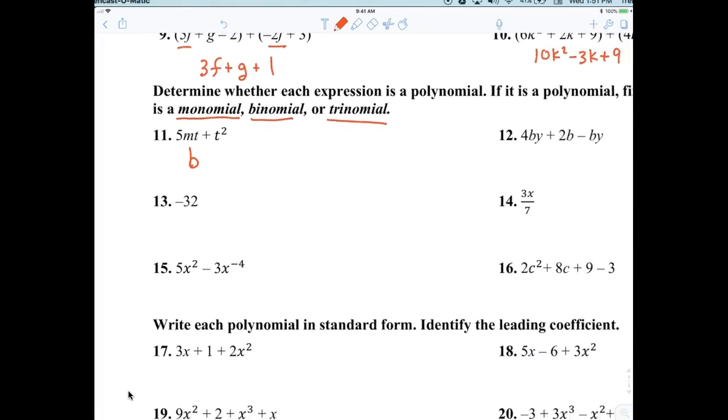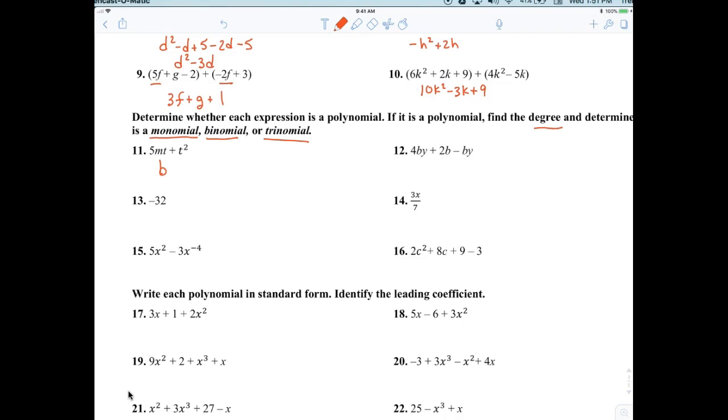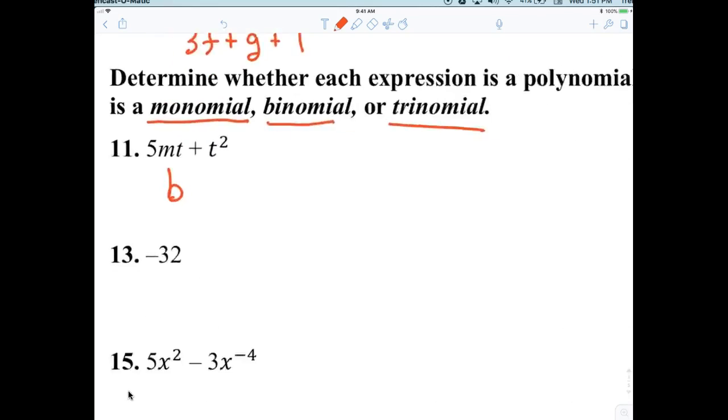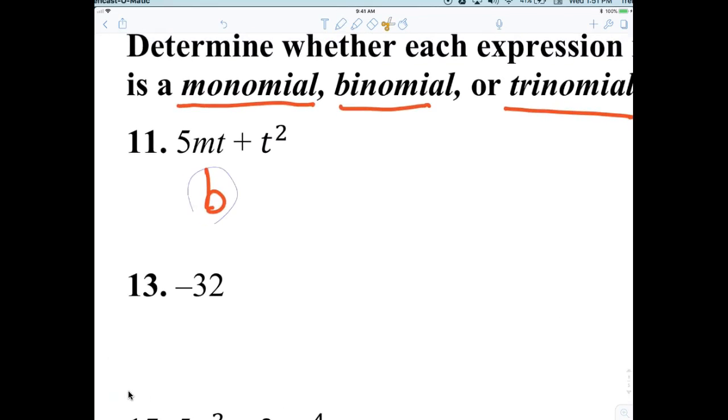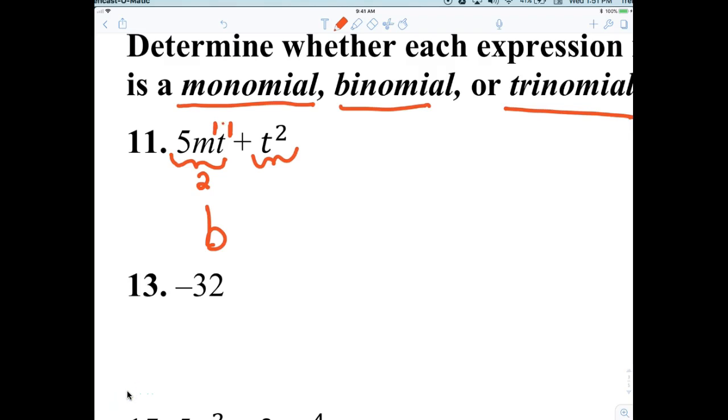Now, the next thing we discuss here is the degree. All right? So please pay attention. Again, this isn't a big deal, but you're looking at the individual monomials to find the degree. Number 11. 5mt has a degree of 2. The reason it says a degree of 2 is because this is a 1, this is a 1, and we add the exponents. So the degree of 5mt would be 2.